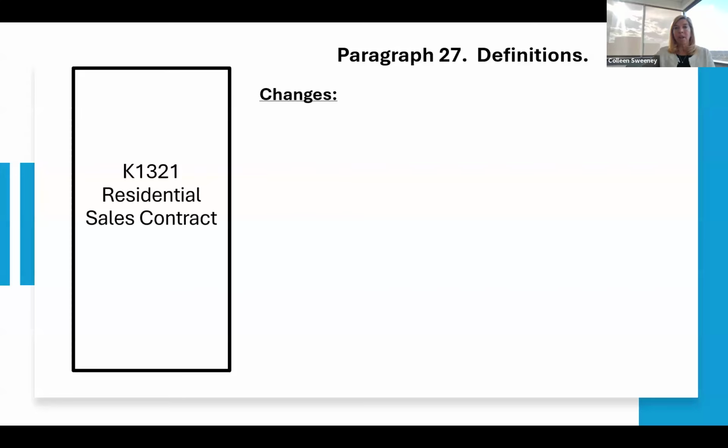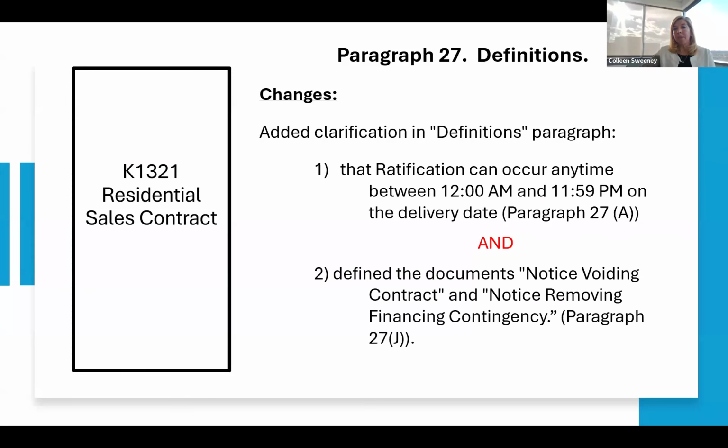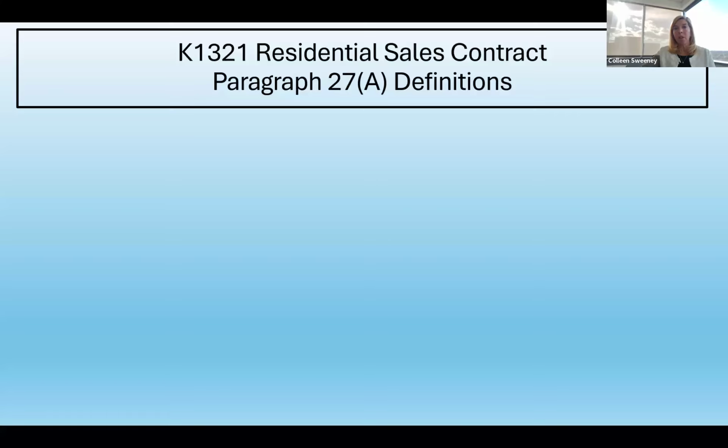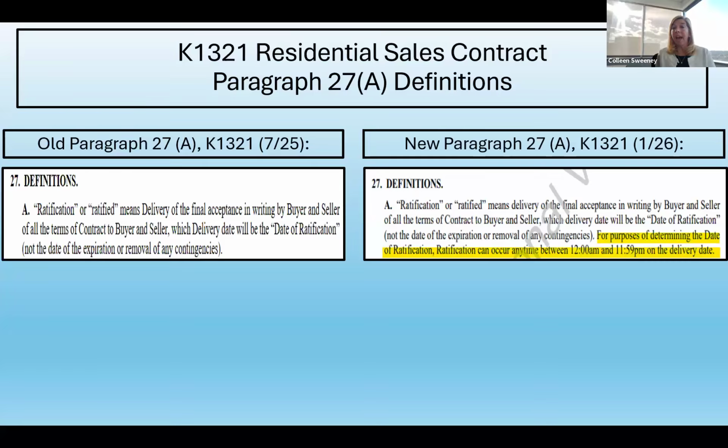Okay, so definitions, paragraph 27 in the residential sales contract, the added clarification in the definitions paragraph, that ratification can occur anytime between 12 and 11:59 at night on the delivery date, and define the documents, notice voiding contract and notice removing financing contingency. We're going to get to this important change, but we're going to go through it step by step. So we're going to start here with a pretty easy one, the ratification, okay? And now we've added that for purposes of determining the date of ratification, ratification can occur anytime between 12 a.m. and 11:59 on the delivery date.